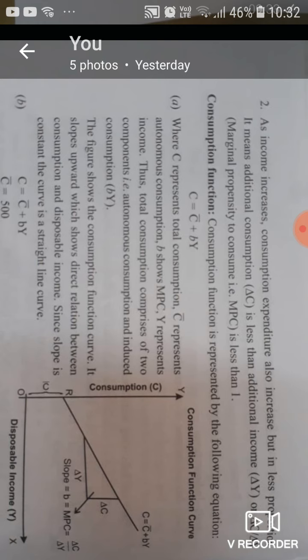Okay. So the consumption function is represented by this equation, C is equal to C bar plus bY. C bar is autonomous consumption, b is MPC, that is marginal propensity to consume, and Y represents the income. Very simple. In the consumption function, we can draw a line taking a distance C bar from the origin, and then from that point we draw an upward sloping line. C is equal to C bar plus bY, and the slope of this line is equal to MPC, that is represented by change in consumption upon change in income.